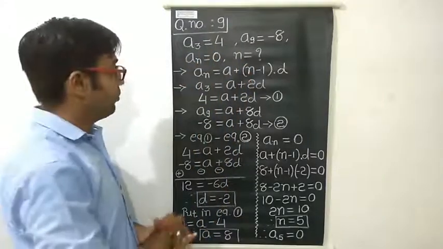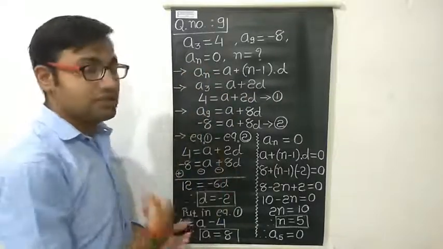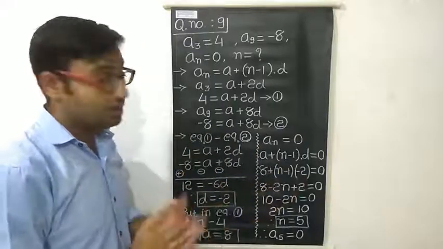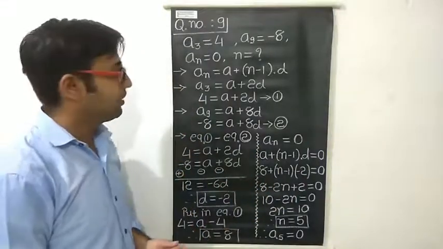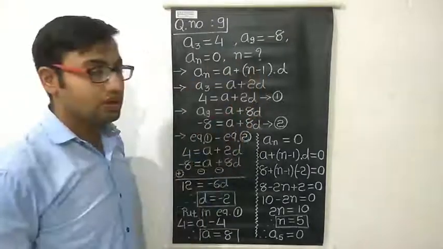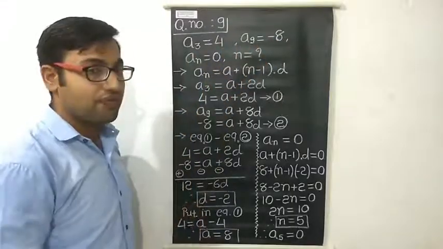We know the value of that term, but we have to find which term it is. It could be the second term, third term, fifth term, seventh term, we don't know. Then that we have to find out. We have the formula an is equal to a plus n minus 1 into d. So whatever two things we have been given, we will start from those.